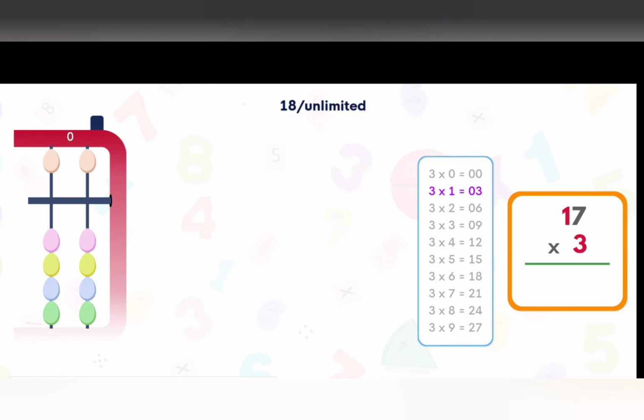Okay, again 3 times 1 is equal to 3. So 1, 2, 3, and 7 times 3 is equal to 21. So 10, 20, and 1. So this is my answer. 17 times 3 is equal to 51.